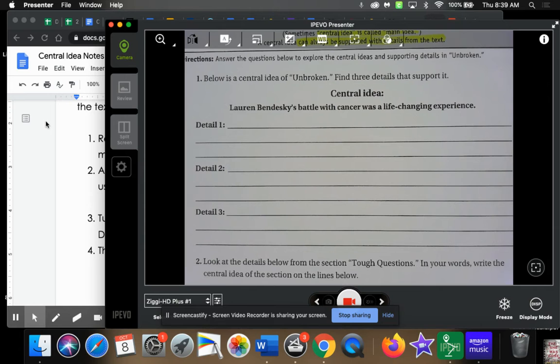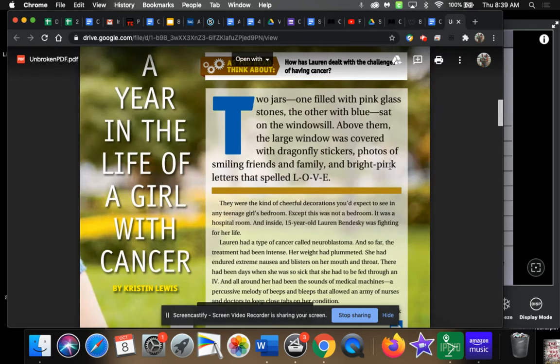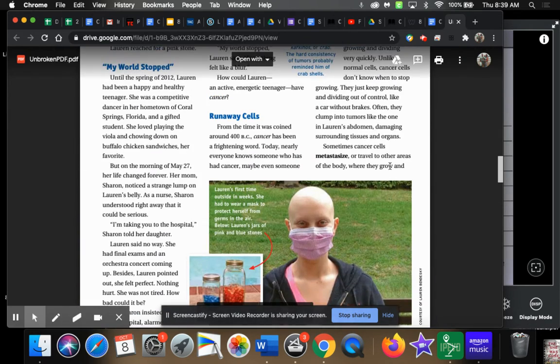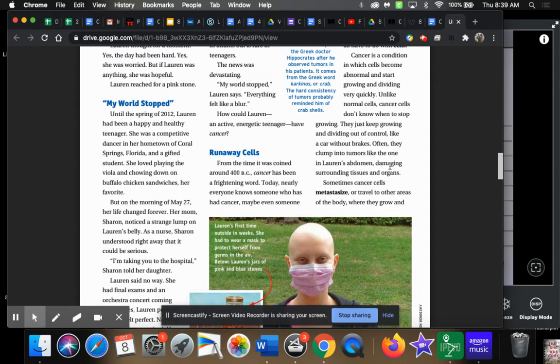What page are you on? Page 6. Okay. So you are saying, right on this page, what did you find? Okay. Her world stopped, right? Yeah, and I would almost say a little bit more specific.